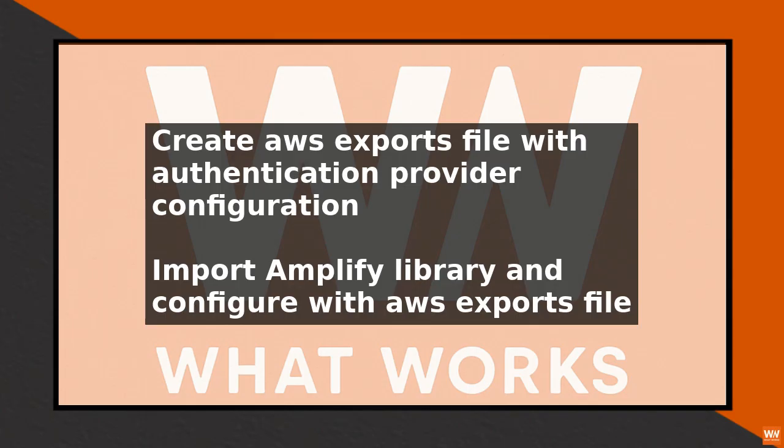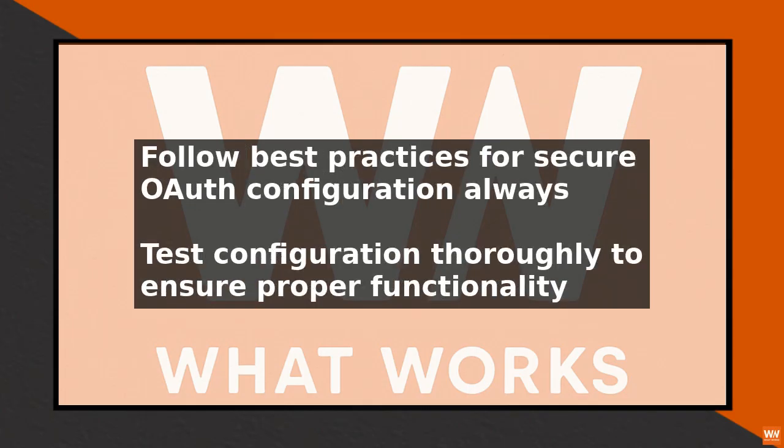Best practices for OAuth configuration with AWS Amplify include using a secure connection to protect user data, handling errors and exceptions properly, and testing the configuration thoroughly to ensure it works as expected. Additionally, make sure to follow the guidelines for each authentication provider to ensure compliance with their terms of service.